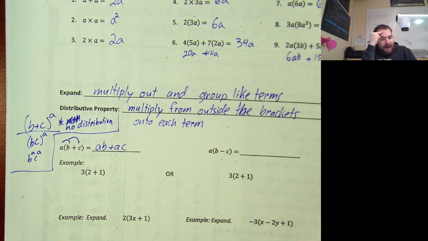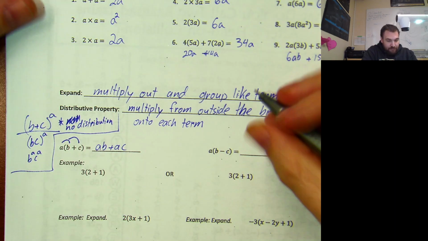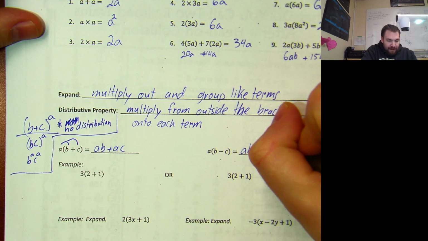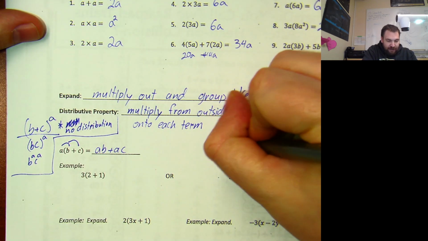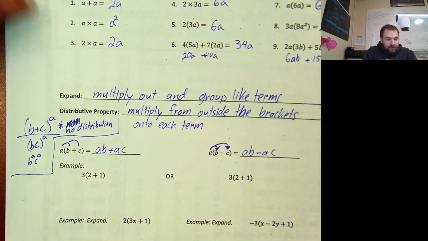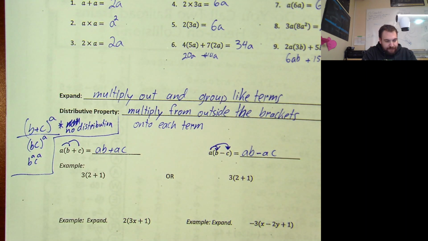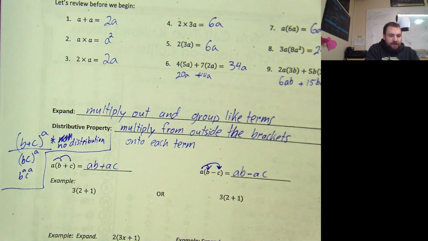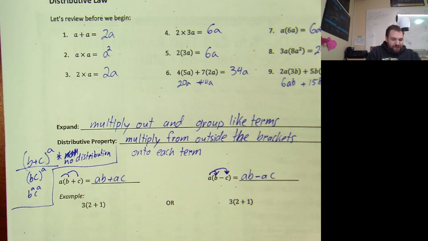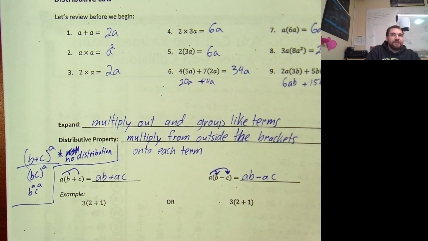So if I had a bracket b minus c, what would that give me? AB minus AC, because I've taken that A out front and I've distributed it onto everything inside. Cool, love it. When we're using letters in our math, that's really the only thing we can do. There is no nice way to simplify that.